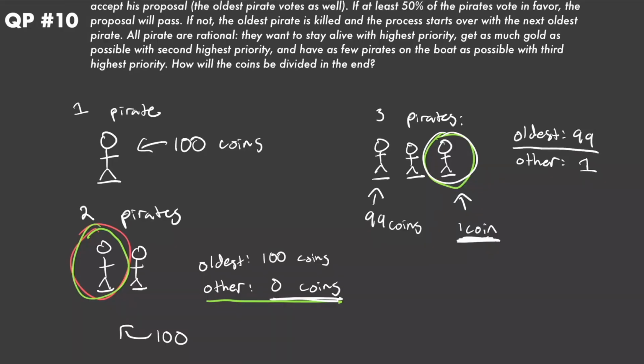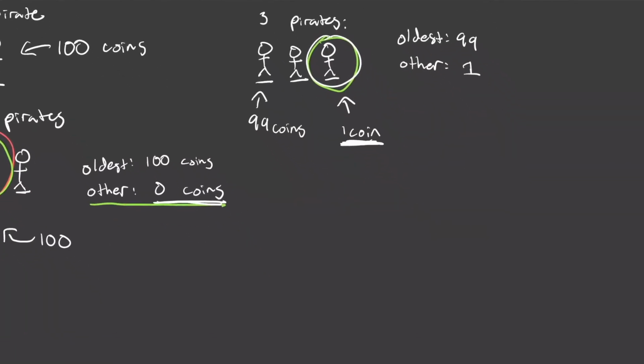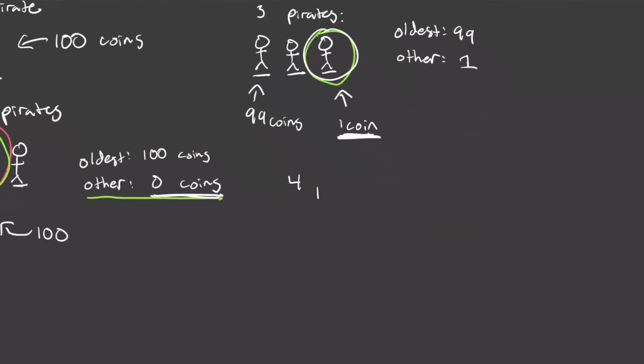So that's a solution when there's 3 pirates. The oldest just needs to propose this distribution right here, where he gets 99 coins and the other person gets 1. So now let's look at the 4 pirates case. We're slowly building our way up here. Now if I have 4 pirates, let's say this one's the oldest, this is the second oldest, this is the third oldest, and then this is the youngest right here. Let's see what will happen in this situation.